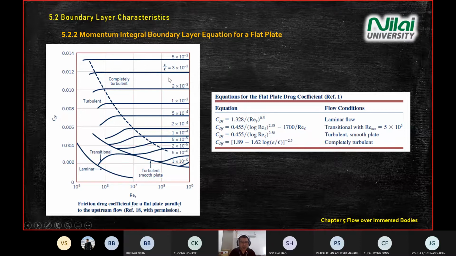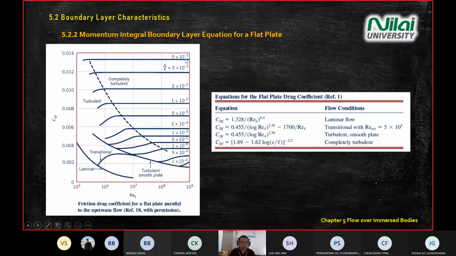And on the right-hand axis here is the relative surface roughness, E divided by L. And this one is a bit different from the Moody diagram. This is roughness divided by L. Moody chart is E, the roughness divided by D. So this is L.